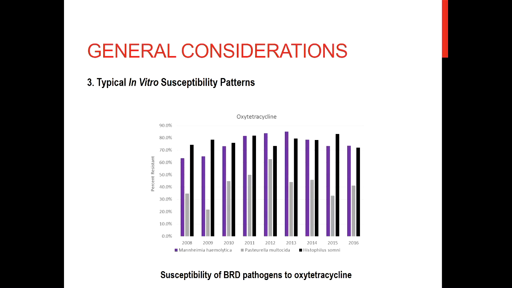If we look at susceptibility of BRD pathogens to oxytetracycline, and we look at Mannheimia in the purple, Pasteurella in the gray, Histophilus in the black, over the course of time from 2008 to 2016, the proportion of Mannheimia that are resistant to oxytetracycline ranges from 60 up to about 85%. So despite the fact that oxytetracycline is technically within the spectrum for Mannheimia, resistance patterns that we've seen over the course of time looking at cumulative antibiograms would suggest that it's really not the most appropriate drug for me. Okay?